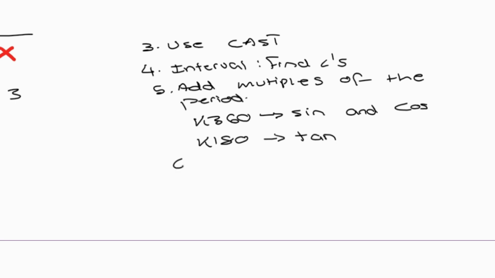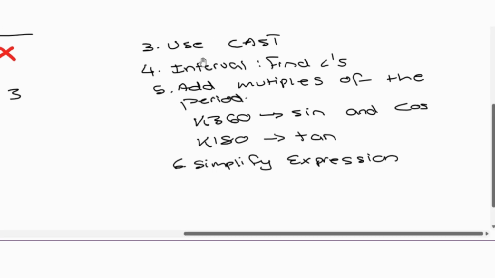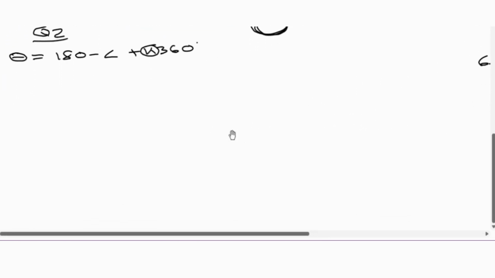And then lastly, you just simplify the expression. I know I said lastly for step 5, but simplify the expression. What do I mean by this? A lot of times we'll have like 180 minus an angle. You need to simplify that. So let's move on then. Just want to go through my notes here.